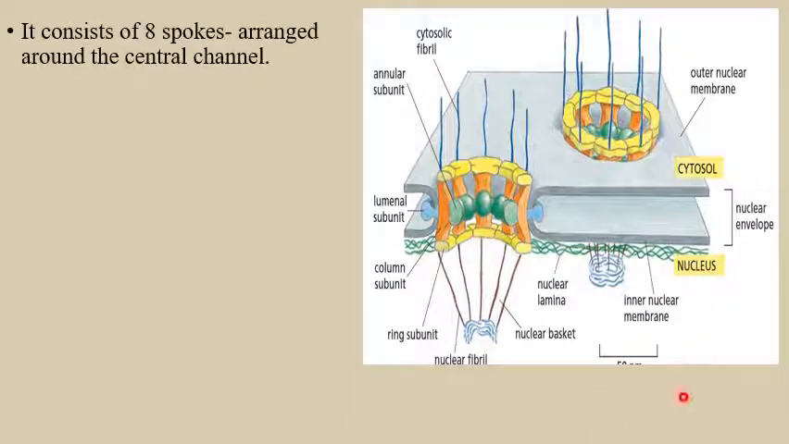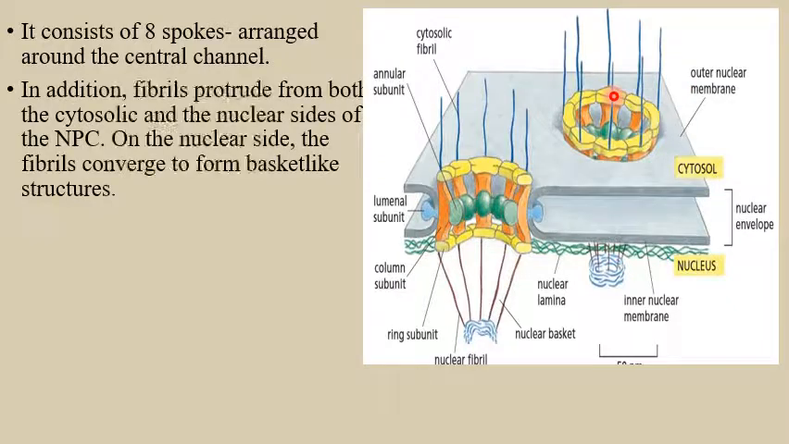Here you can see that it contains 8 spokes, 1 2 3 4 5 6 7 8, arranged around the central channel. In addition, fibrils protrude from both the cytosolic and the nuclear sides of the nuclear pore complex. On the nuclear side, the fibrils converge to form a basket-like structure, written here as the nuclear basket.